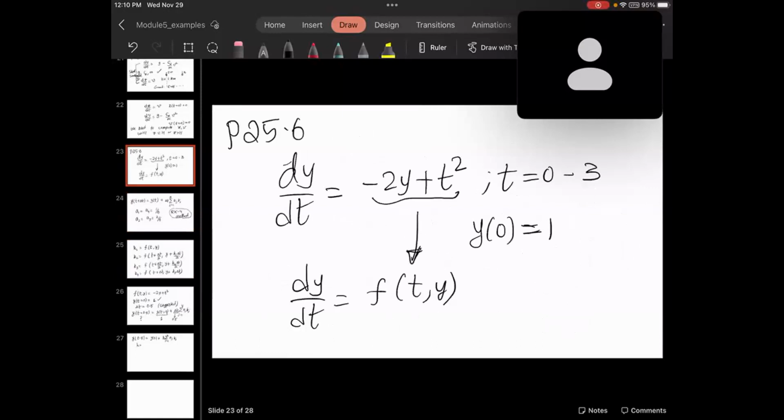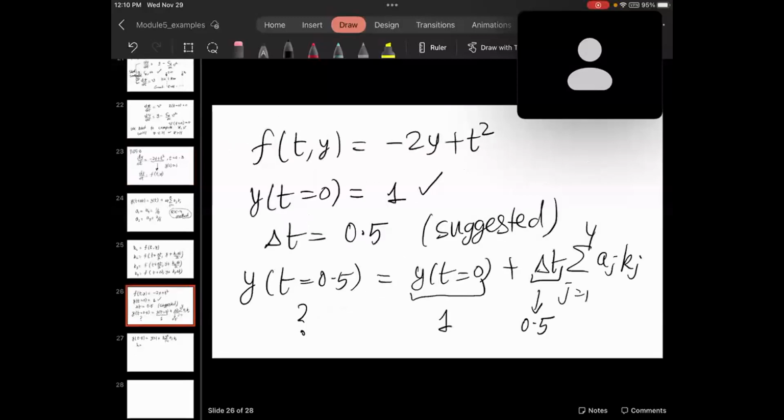So whatever is your dy by dt equal to, that right hand side is the function, and we'll evaluate it 4 times in order to get the value of the function y at t plus delta t. That's the basic concept. So we start here. The initial condition is y of 0 equal to 1, which is given. A delta t of 0.5 is suggested in the problem. So we'll put these numbers, and now we need to compute the kj values. That is really the goal, or the important thing in each step.